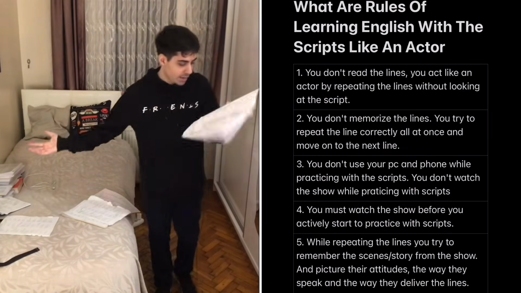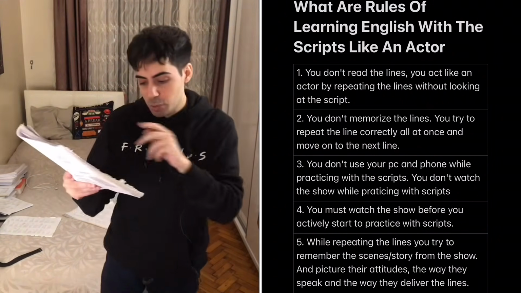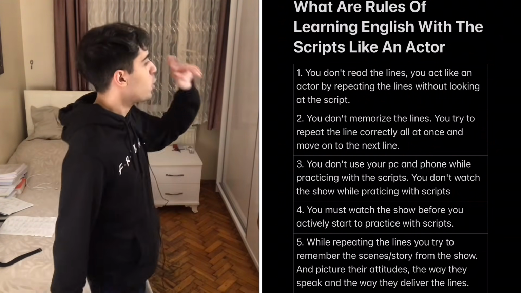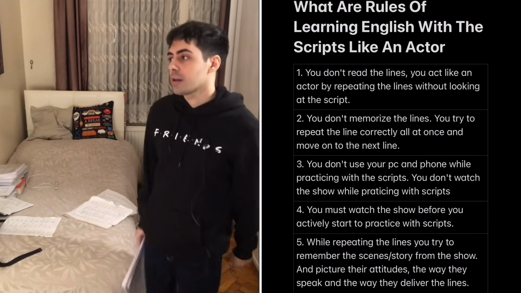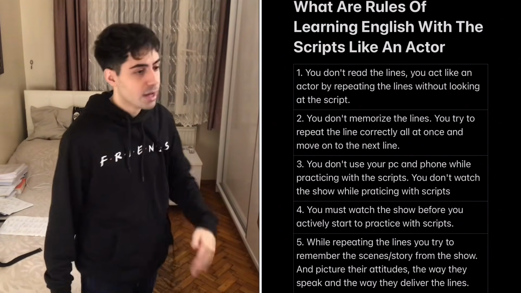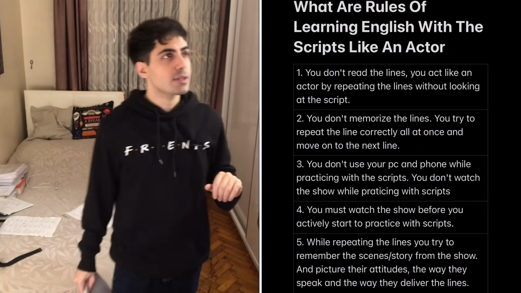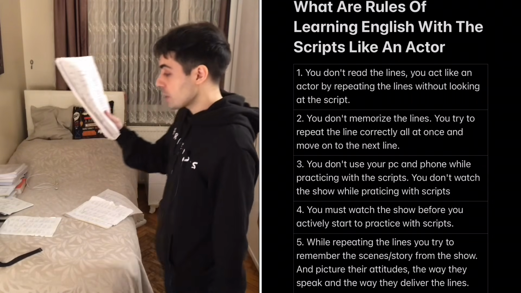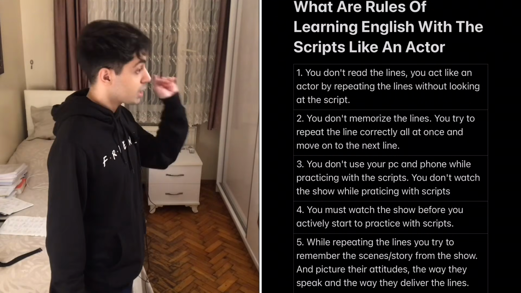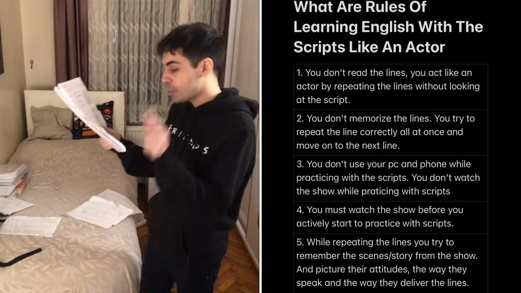You never read the lines. You act like an actor. You just try to repeat the lines without looking at the scripts. You don't try to memorize the lines. You just try to repeat the line correctly. And if you're able to repeat the lines correctly a few times, you can directly move on to the next line. While you're practicing, you never use your PC, you never use your phone. You're just practicing with your scripts, okay? You must watch the show before you actively start to practice English with scripts. And while repeating the lines, you try to remember the scenes and the story from the show. In your head, you try to picture the character, their attitudes, the way they speak, and the way they deliver the lines.